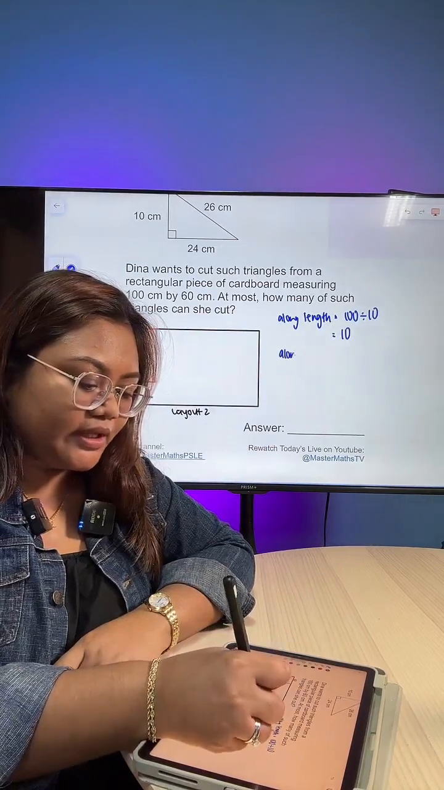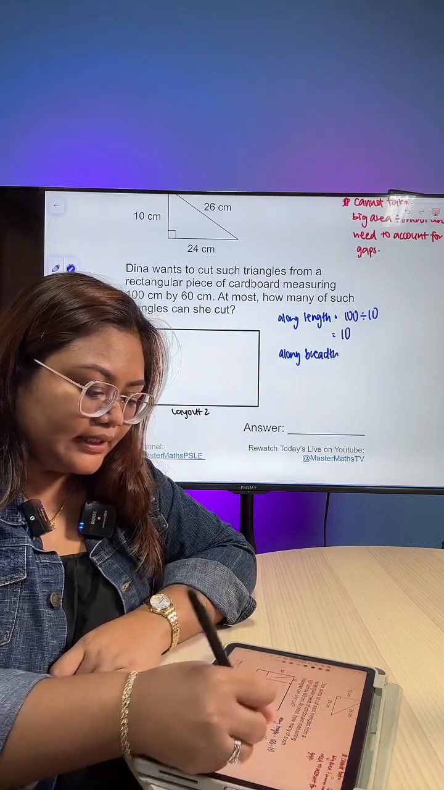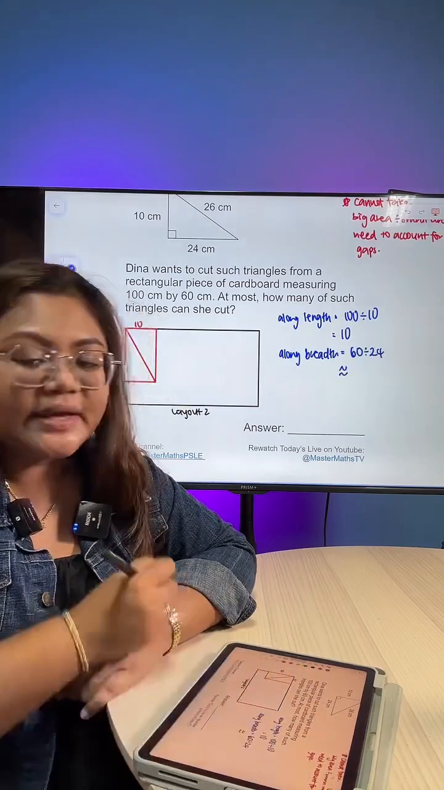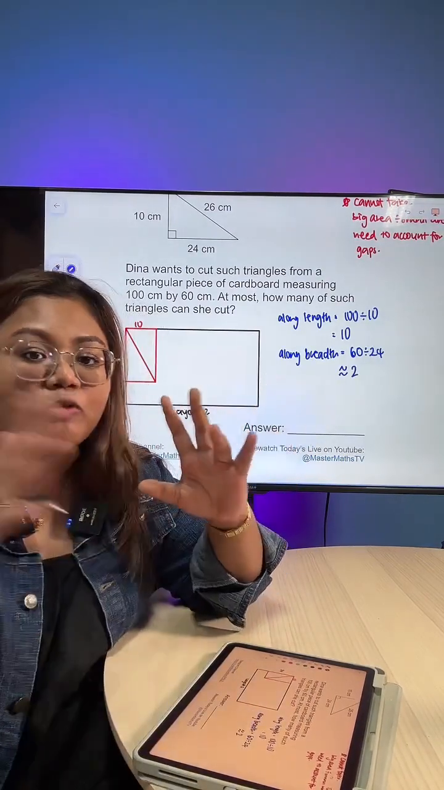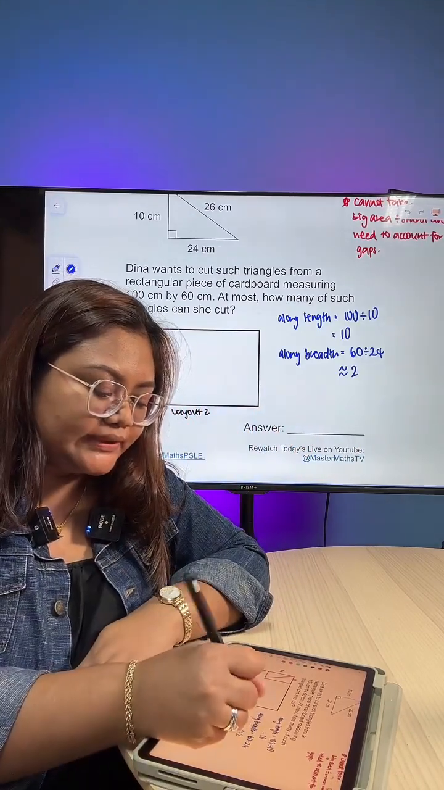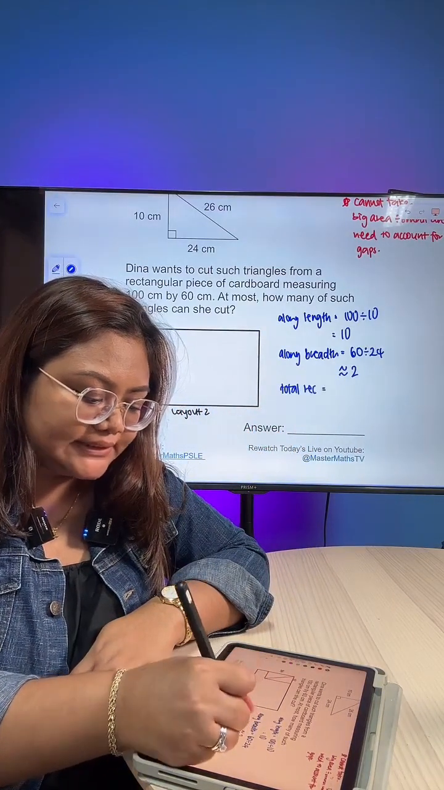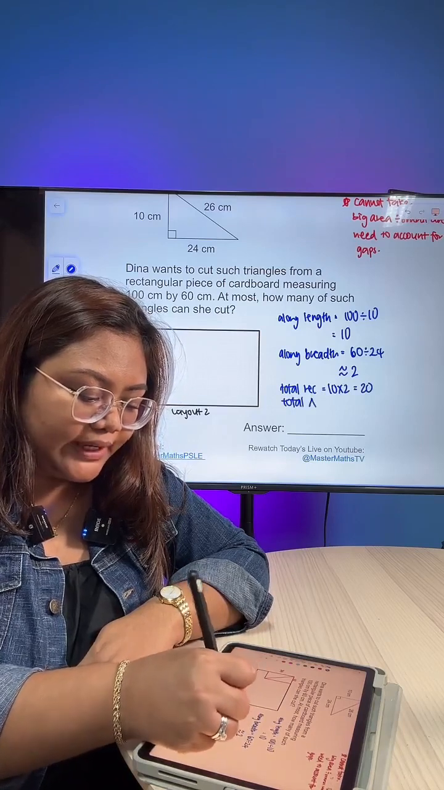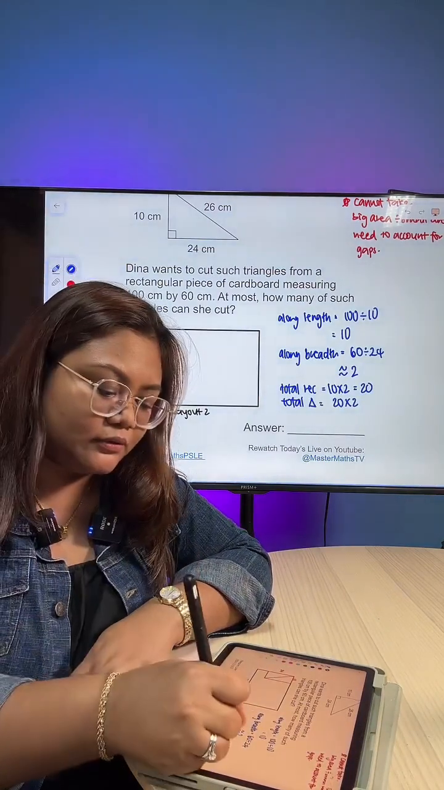Along the breadth, that will be 60 divided by 24. This is another layout. Maximum, I can only have 2. 24, 24, done. 48 already. No more 24s. The balance is all extra pieces of paper. So that leaves us with total rectangles as 20 and total triangles as 40, because 2 triangles form 1 rectangle.